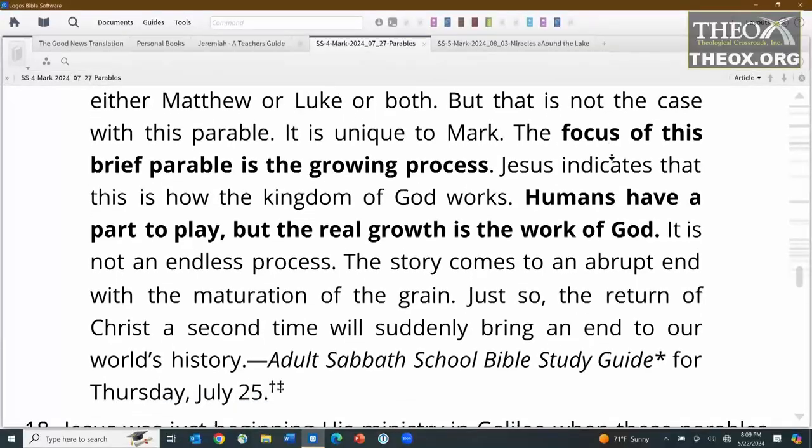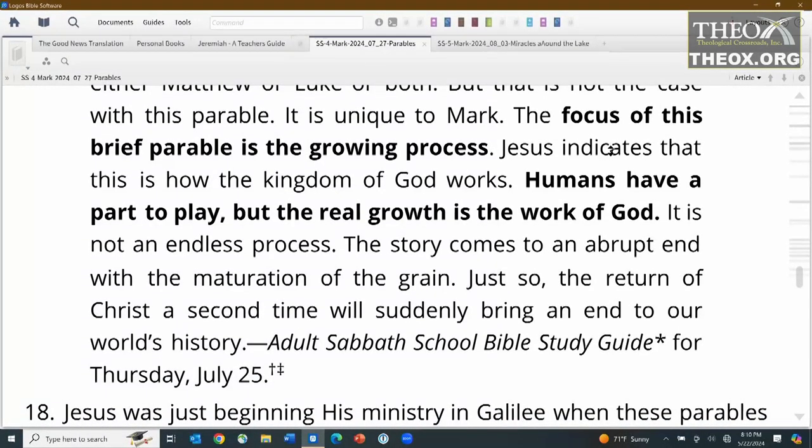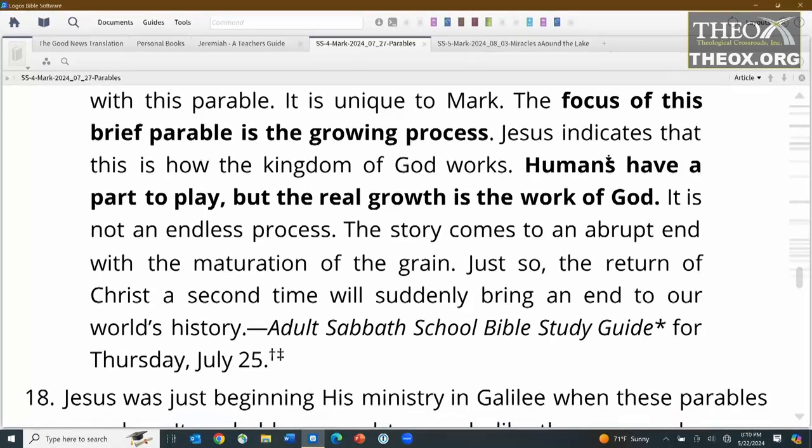Humans have a part to play. We need to think about what our part is. But the real growth is the work of God. It is not an endless process. The story comes to an abrupt end with the maturation of the grain, just so the return of Christ a second time will suddenly bring an end to our world's history. From the Bible Study Guide.